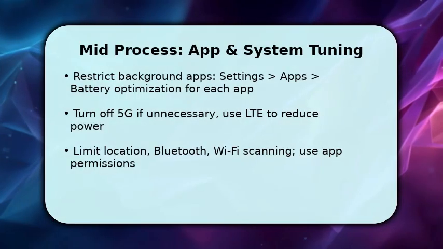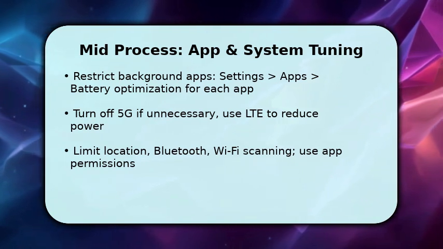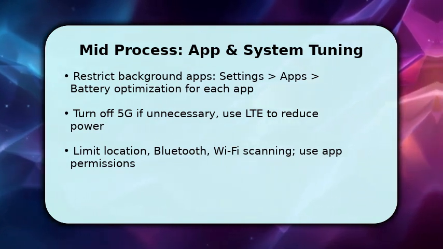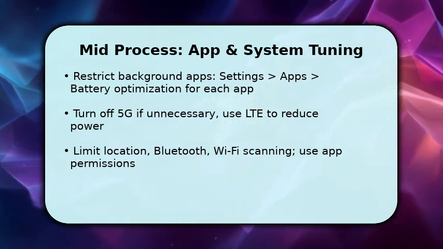You now dive into app and system tuning to eliminate hidden drains. Go to Apps and apply battery optimization to non-essential apps so they don't run in the background. You decide which need real-time updates.